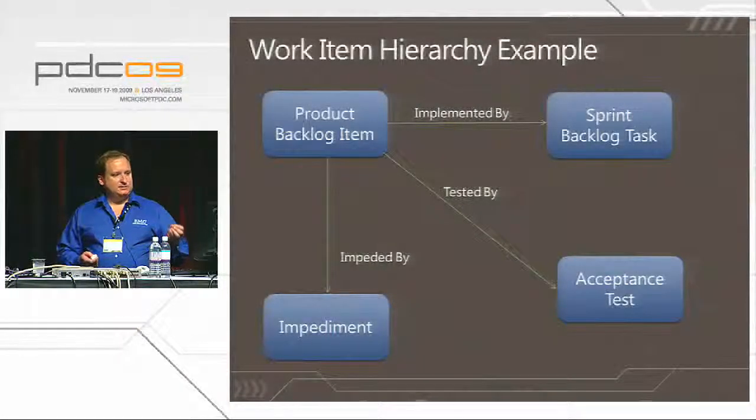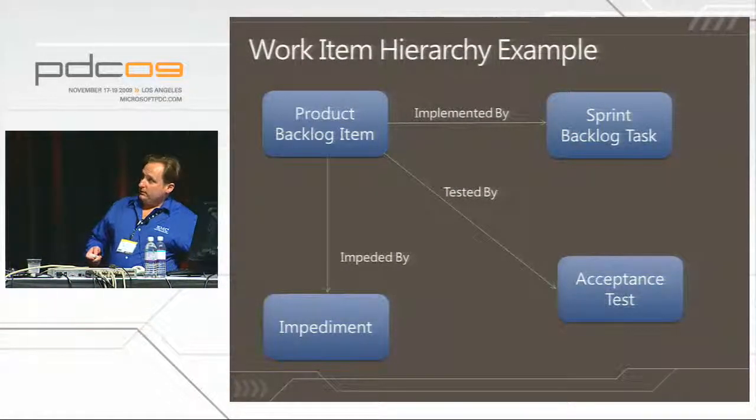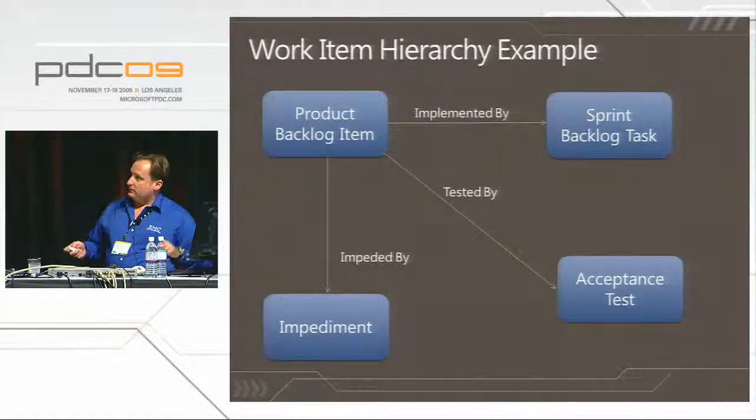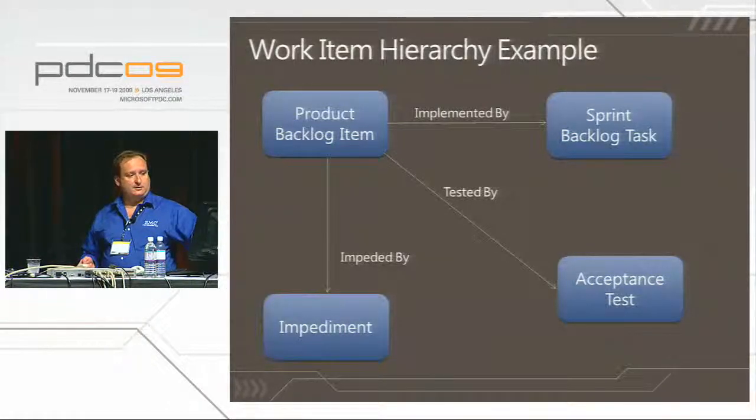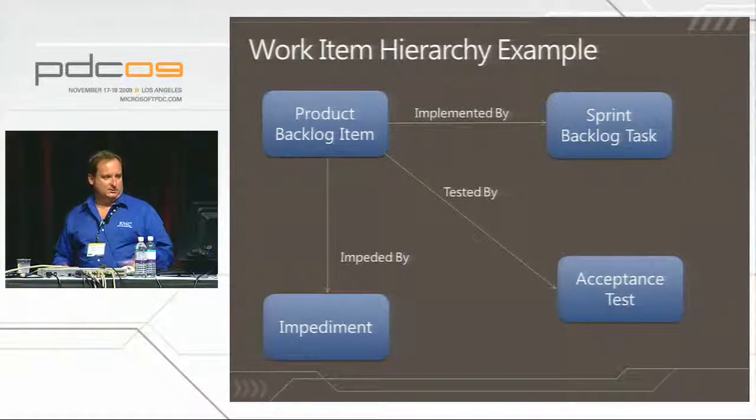So this is an example of what we've done with a product backlog item. The product backlog item is just Scrum terms for, it's not quite right, but it's my requirement. It's the problem I need to solve. So this is what we've got. All of the blue things are work item types. And you have the product backlog item, which is implemented by one or more sprint backlog tasks. You then test it by one or more acceptance tests, and it can be impeded by one or more impediments. So it puts it fully in a Scrum context, and you can see this absolutely in Team Explorer.